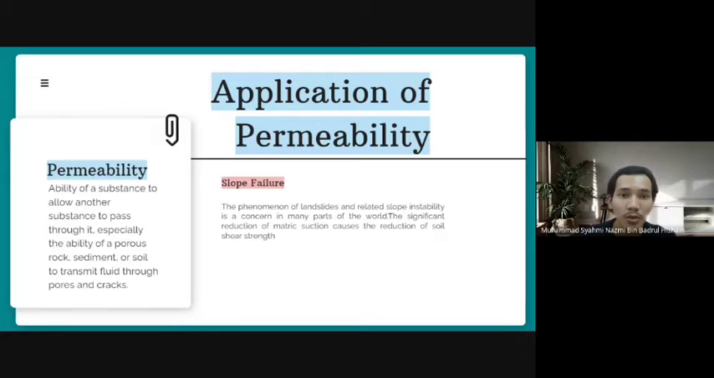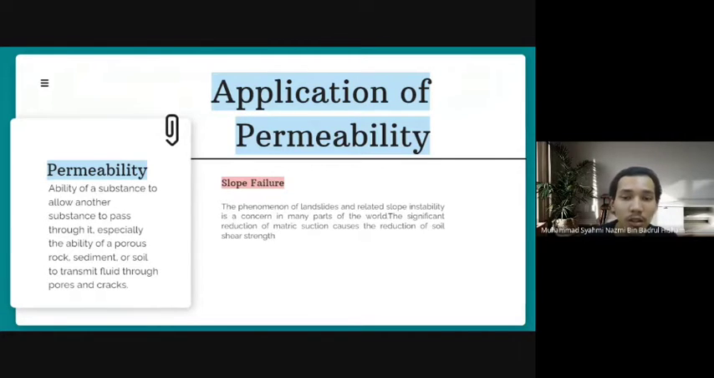Matrix number CF21702. Here I will discuss about application of permeability. What is permeability? Permeability is the ability of a substance to allow another substance to pass through it, especially the ability of a porous rock, sediment, or soil to transmit fluid through pore and crack.